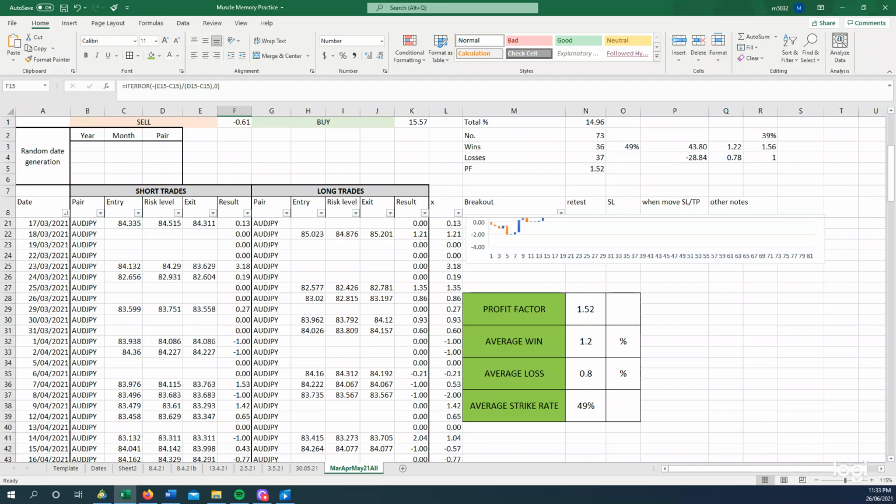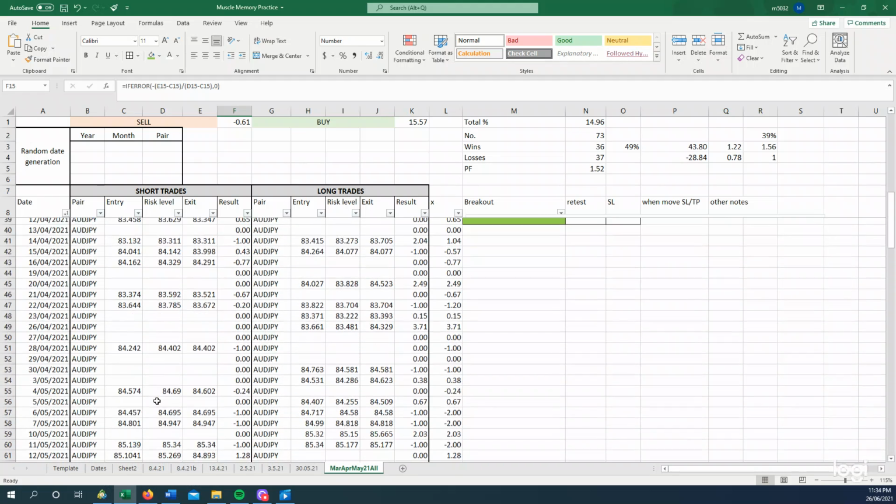I have the average win and average loss per trade, and my average strike rate, which is my hit rate. You can see here I'm tracking at 49%, which says that over 100 trades I have 49 profitable trades, which is all good because my average winner outweighs my average loss. That just goes in line with the age-old saying of cut your losses quickly and let your winners run. So I'll just show you on my trading platform how I backtest.